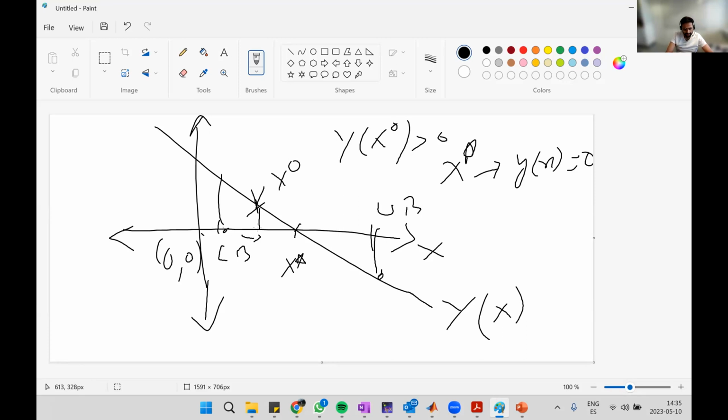Then I say, okay, what is my next? I will say next will be some sort of middle point between the new lower bound and the old upper bound. So let's say this is the middle. This is my x1. Then I compute y of x1. This is less than 0. Then if this is less than 0, this is my new upper bound. I'm going to do it until it converges to my x. This is bisection.